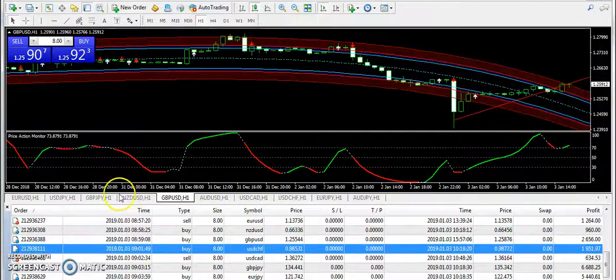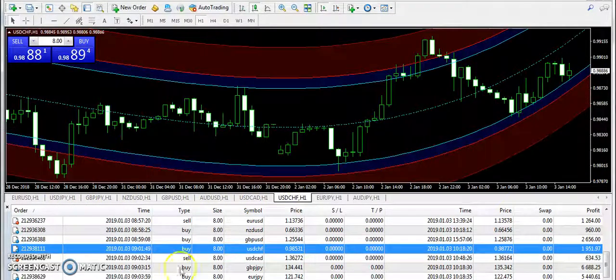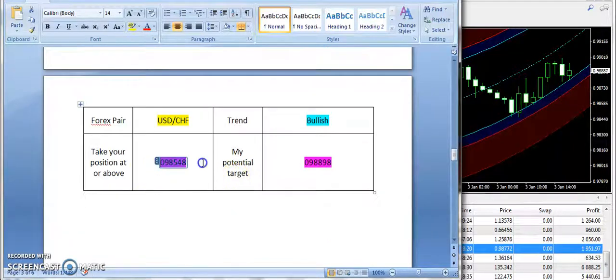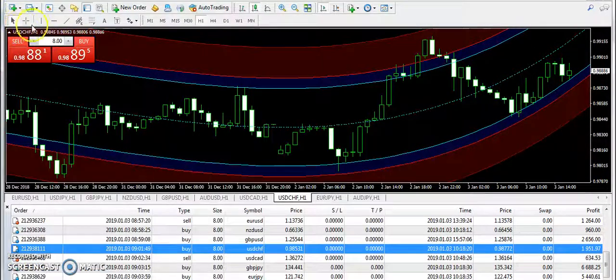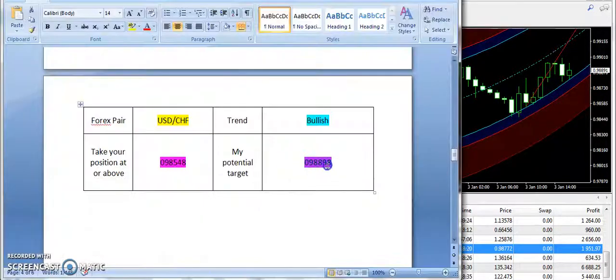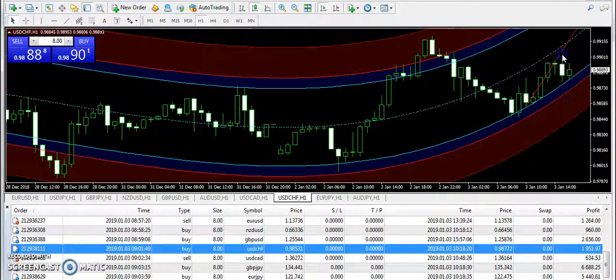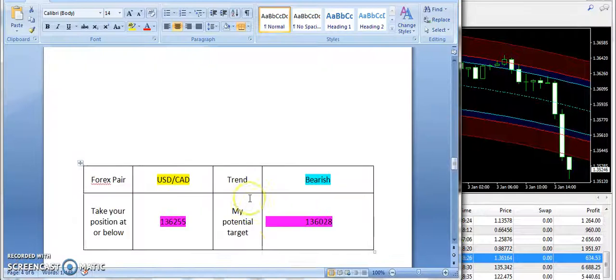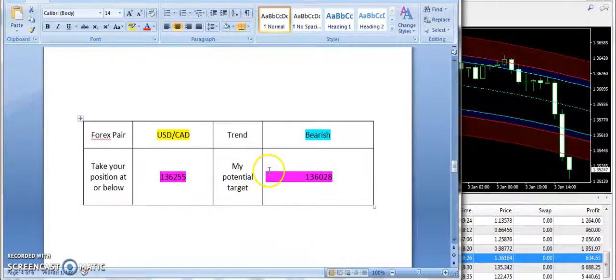Okay, now let's talk about USDCHF. Okay guys, a bullish signal was supplied in the form of USDCHF, 0.98548 was the bullish entry. And guys, currently you can see where the market stands. The market has moved up. 0.98898 is the target price. However, the market has not met the target price till now, but overall we have moved already up so much on USDCHF.